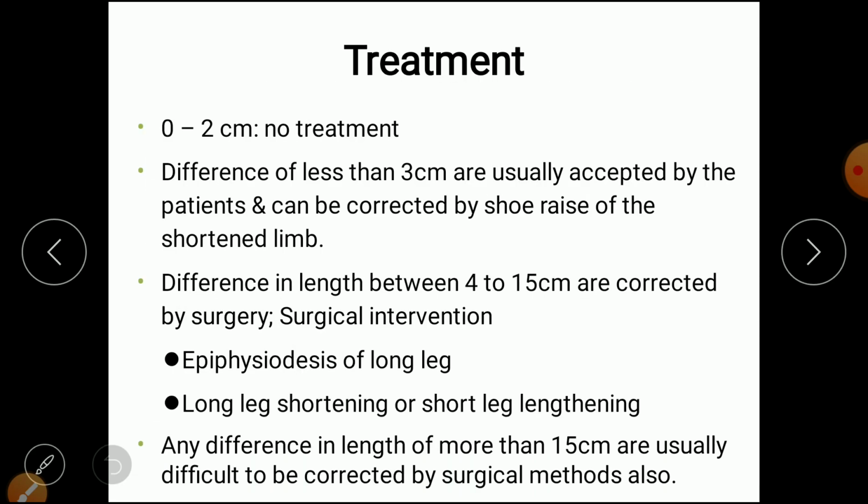And lastly we discuss the treatment. If it is 0 to 2 centimeters, no treatment. If it is less than 3 centimeters, the patient is corrected with a high shoe. And if it is 4 to 15 centimeters, go for surgical intervention. And if it is more than 15 centimeters, surgical treatment also does not work.